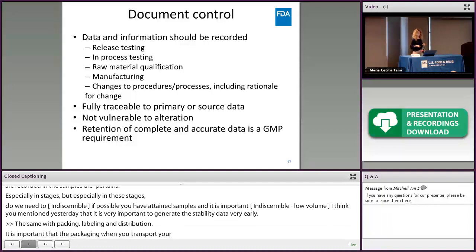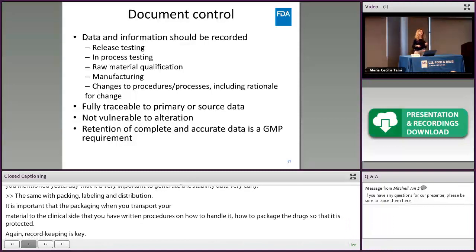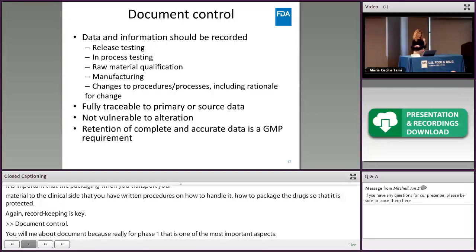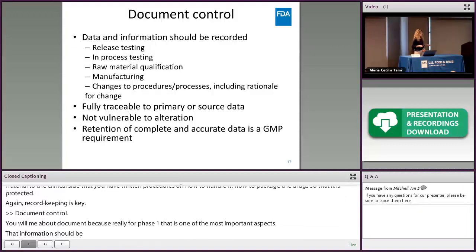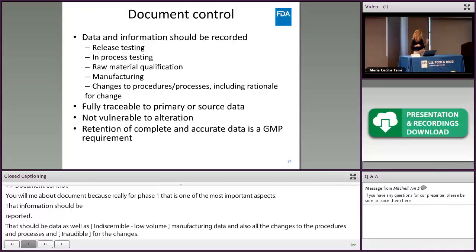Document control. You will hear me saying document and record a lot, because really for phase 1 and for early stages, that is one of the most important aspects of GMP. So data and information should be recorded. This includes release data, in-process testing, raw material qualification, manufacturing data, and also all the changes to the procedures or processes and a rationale for those changes. So again, being able to track back how did you do things, what did you use to manufacture, so that when you come back, all the information is there.